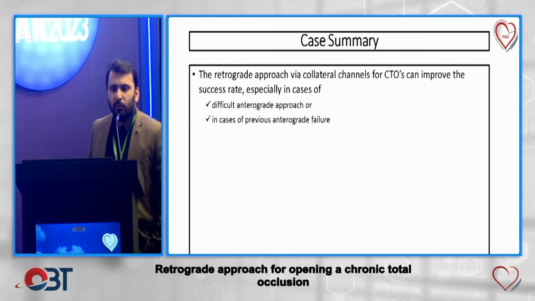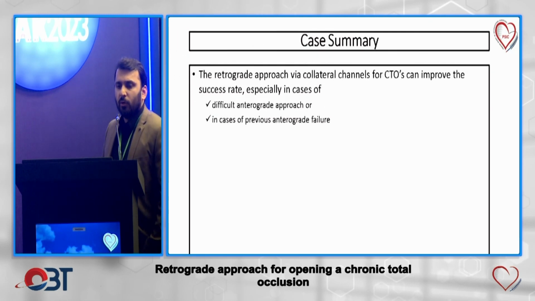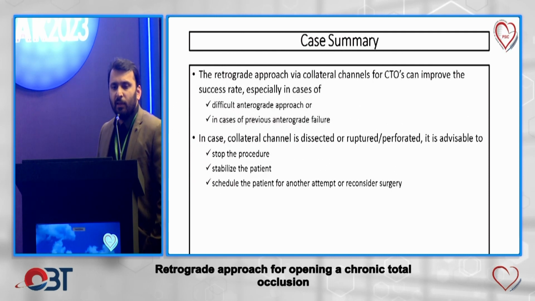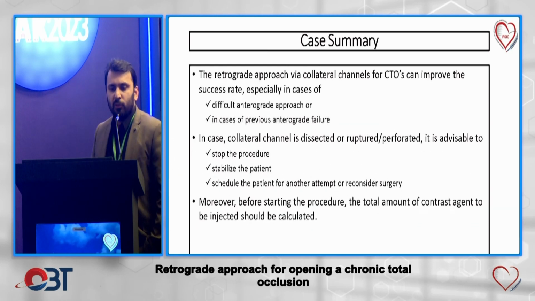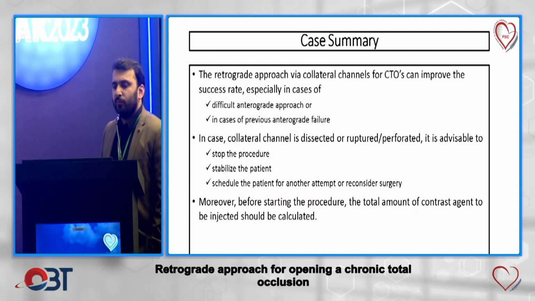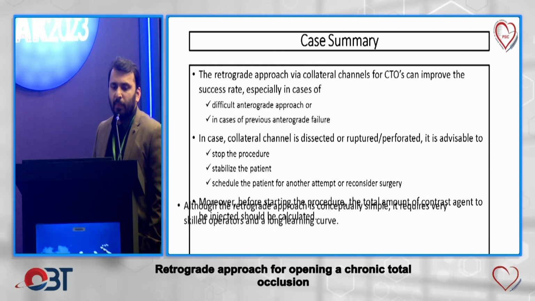So the take-home message is that the retrograde approach through collateral channels for CTOs can improve the success rate, especially in cases of difficult antegrade approach or previous antegrade failure. In case a collateral channel is dissected, ruptured, or perforated, it is advisable to stop the procedure, stabilize the patient, schedule the patient for another attempt, or reconsider surgery.